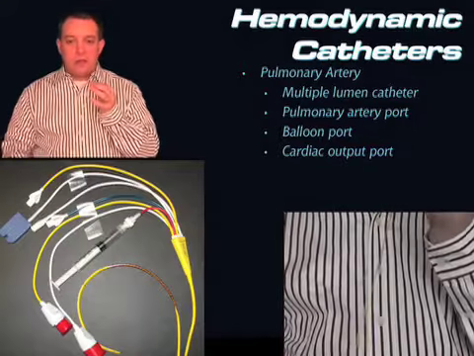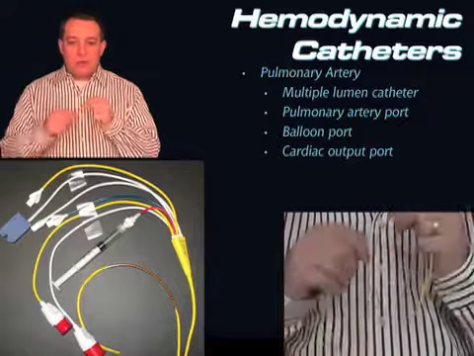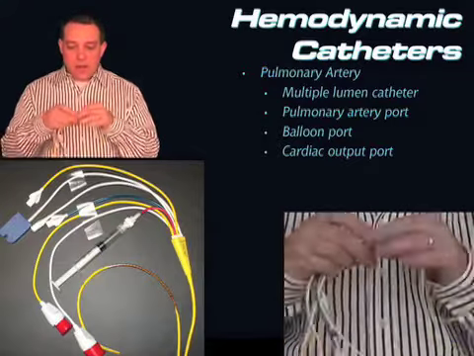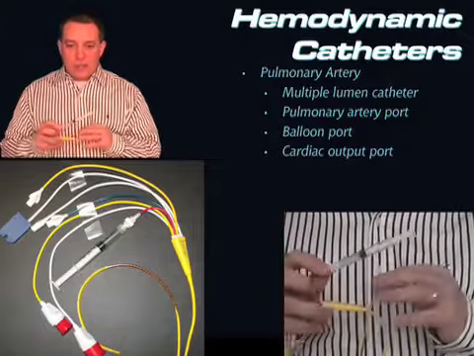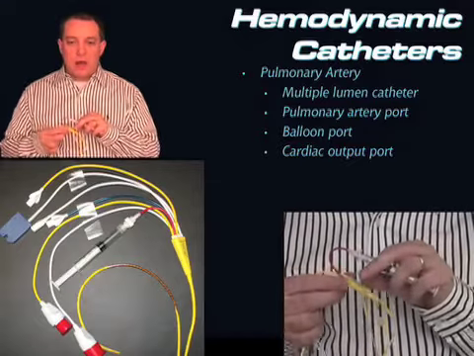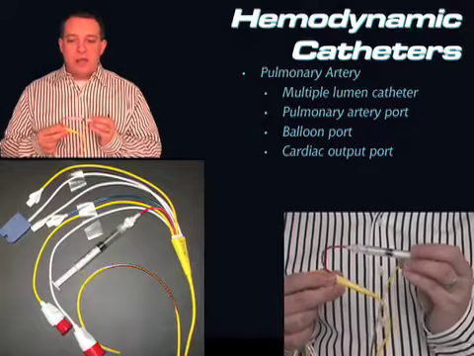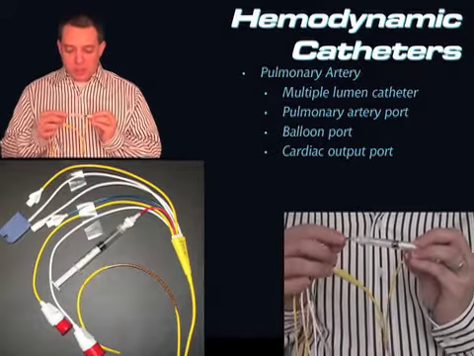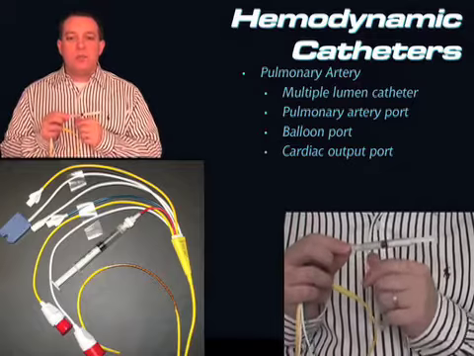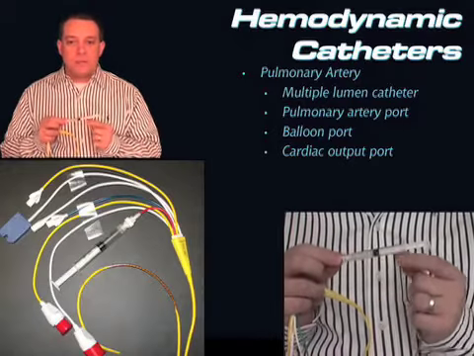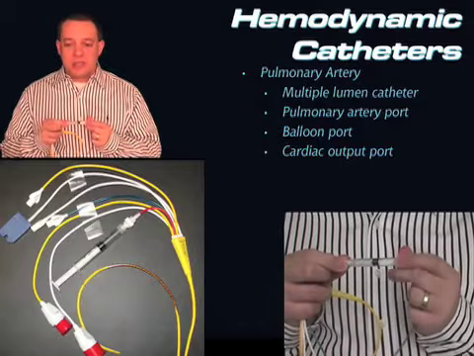Now, if we follow this balloon all the way up through the Swan, there's actually a channel inside. This balloon is going to lead to its own port, and its own port is typically red. Not always, but typically red. Now, this port actually has a syringe attached to it. It's really important that the syringe that comes with the Swan stay with the Swan. This syringe is a specially designed syringe.